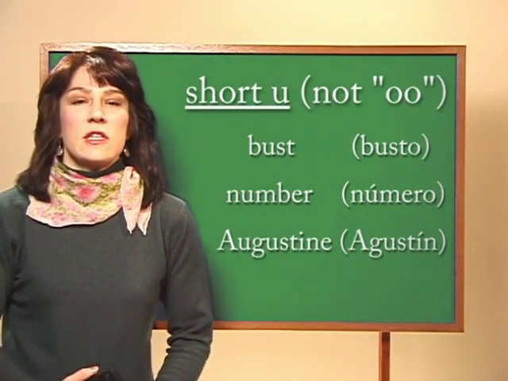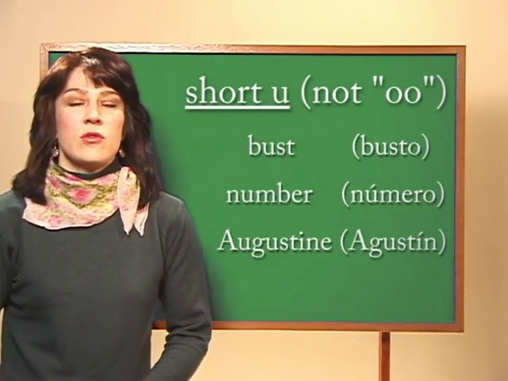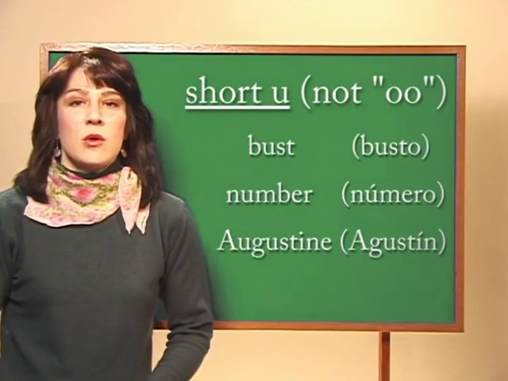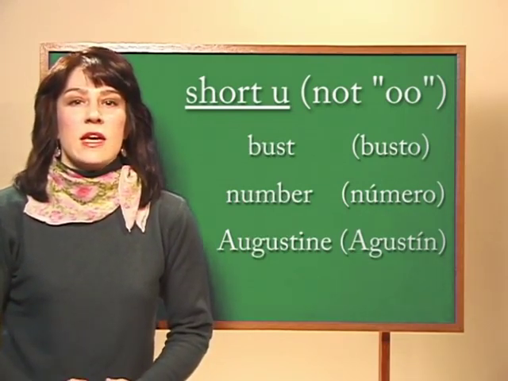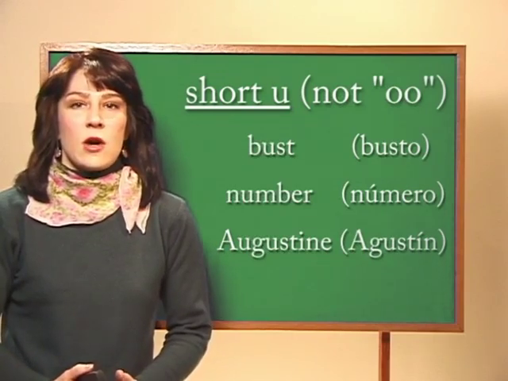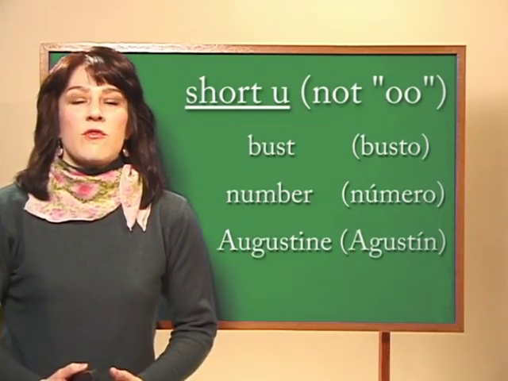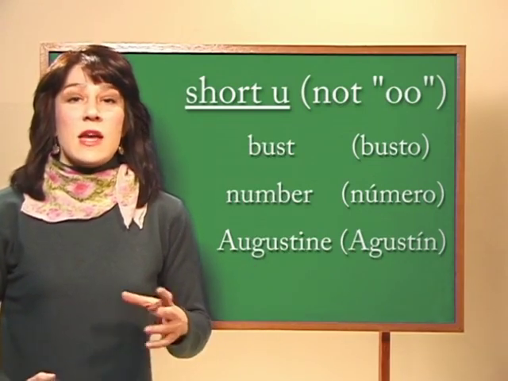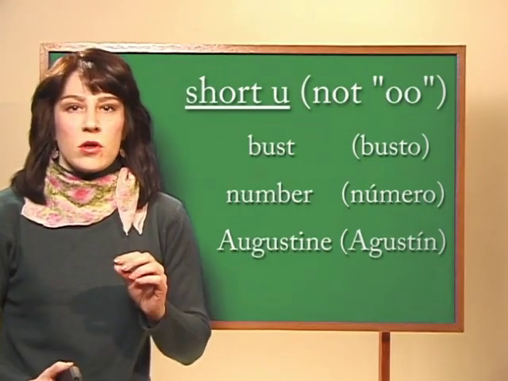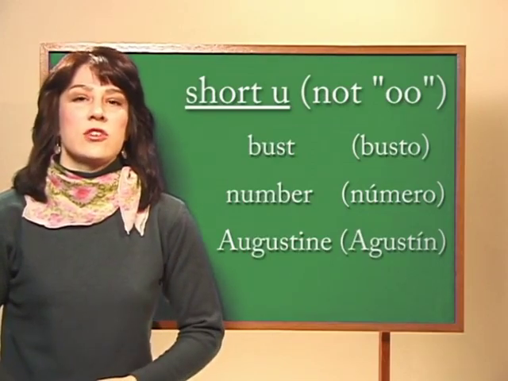Listen to the difference in the English and the Spanish U. Bust, busto. Number, número. And the name Agustin, Agustin. For the short U in English, open the mouth more. Say number, not number. Pay attention to Anna's short U word.